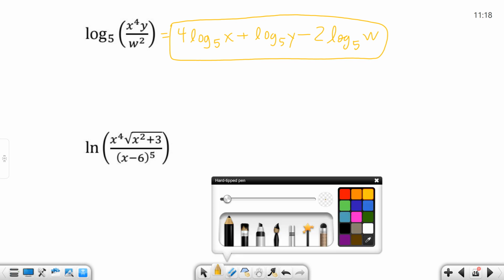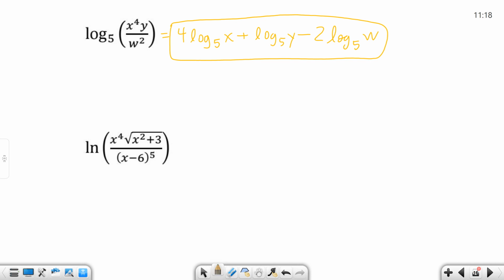So the next one, ln of all this business, right? Ln of x to the fourth times the square root of x squared plus 3 over x minus 6, in parentheses, to the fifth. How many ln's do I have? Be careful here. I have 1, and then this is all one thing. You don't have a rule for plus up here, and it's under a radical. So that's all one ln, and this is all one ln. We don't have a rule for x minus 6. We can't break that up. So this is just 3 ln's again. It's not very much different than the one above it, except it looks a lot different.